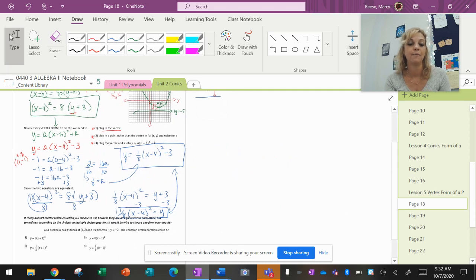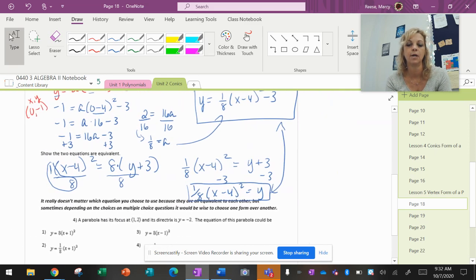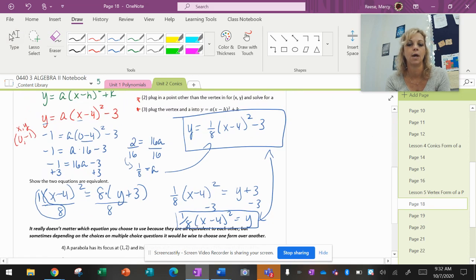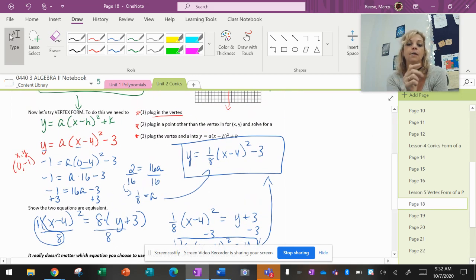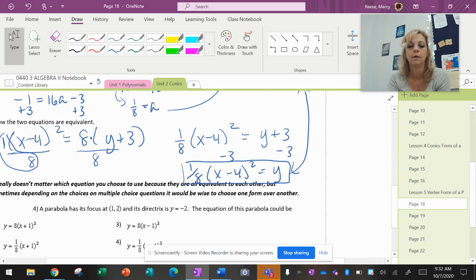I'll be honest, I'm a fan of that second method. I think for me, and for a lot of you, it's going to be faster. Some of you like me like that: plug in the vertex, plug in a point, and then solve for A, better. But I think many of you are just going to go right to that method, okay? And then you know it's right.